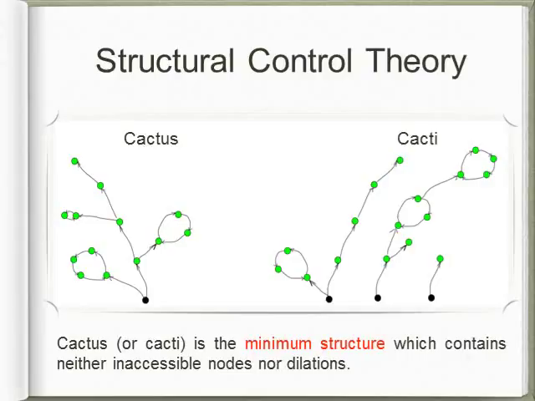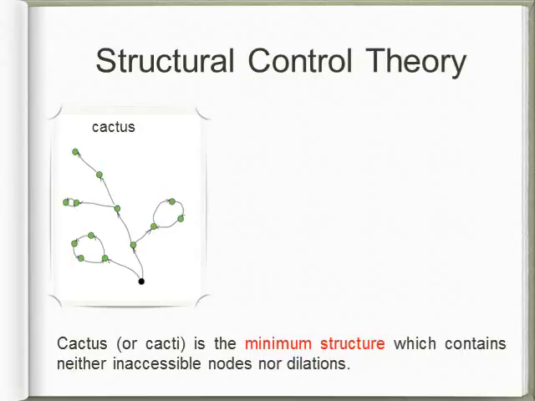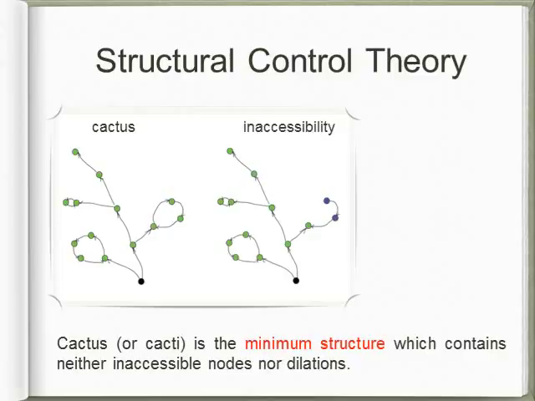So how do we understand this? Why is the characteristic structure the minimum structure, which contains neither inaccessible nodes nor dilations? Well, if you have a characteristic structure, basically if you have a stem and you grow some buds on the stem, you have a cactus. If you remove any link in the characteristic structure, you will end up with inaccessible nodes. For example, here, I remove this link, then this part of the system becomes inaccessible. Right? It's very intuitive.